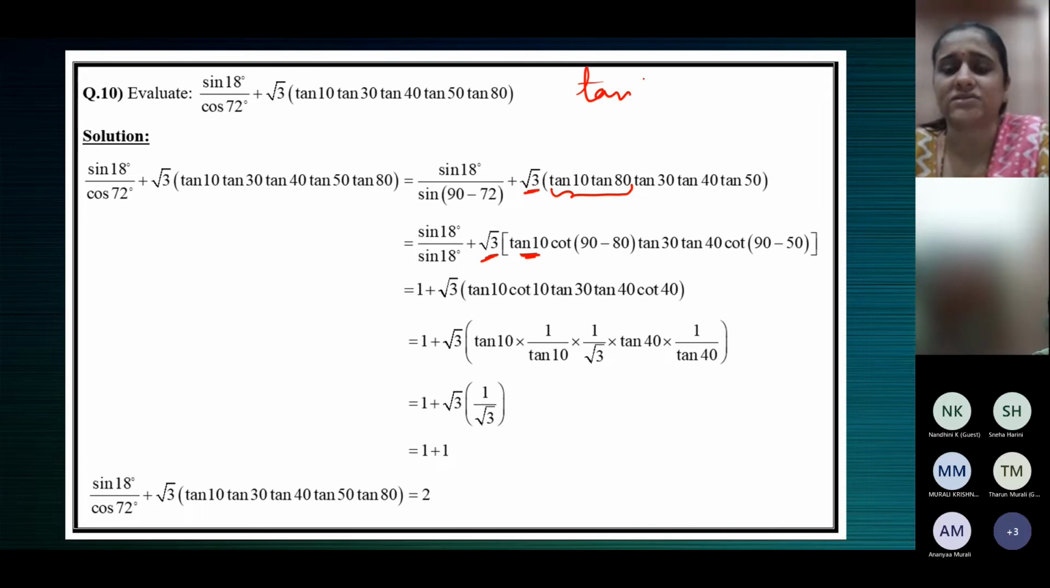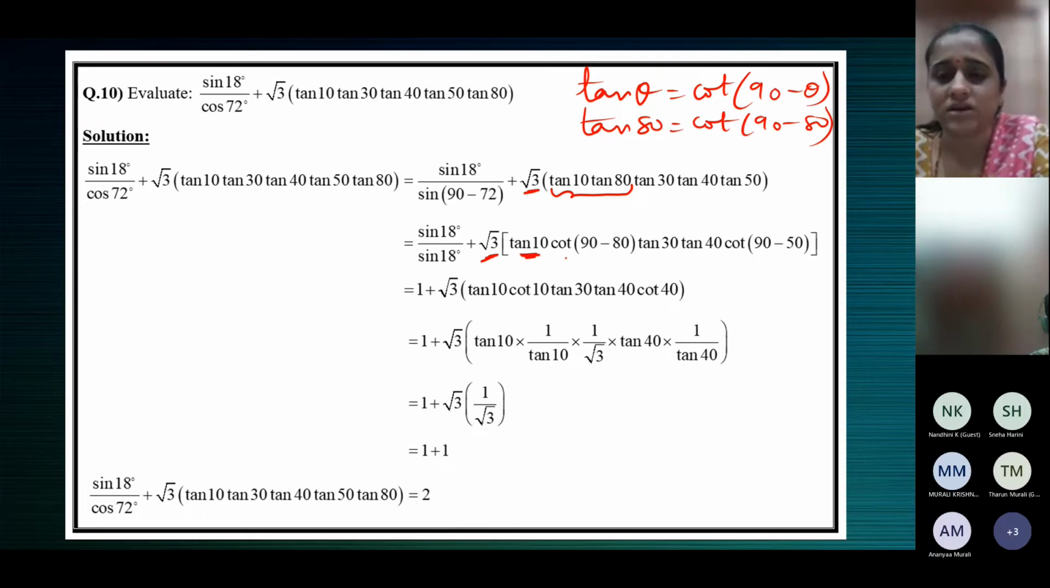What is tan 80 degrees? Tan theta is cot 90 minus theta. So tan 80 degrees is equal to cot 90 minus 80. See, theta is 80, right? So cot 90 minus 80. So see here, I've written tan 80 as cot 90 minus 80. Tan 30 as it is because it's a standard angle.